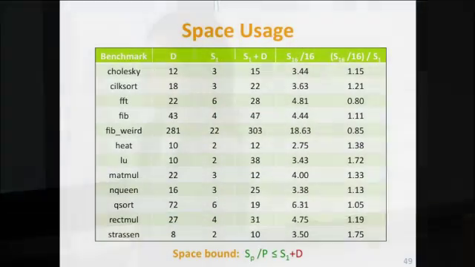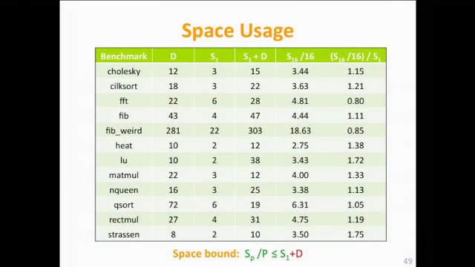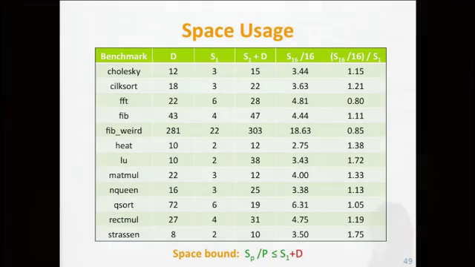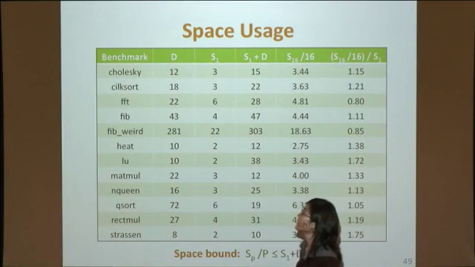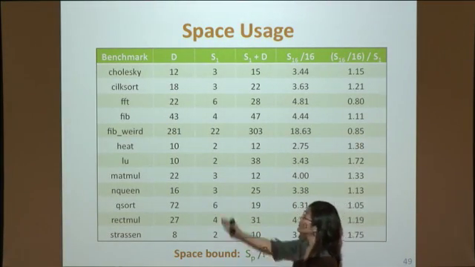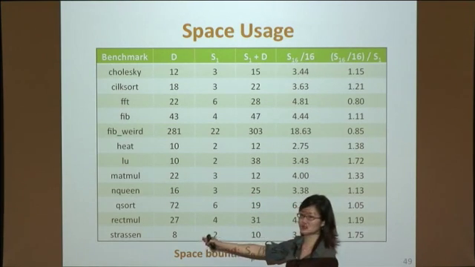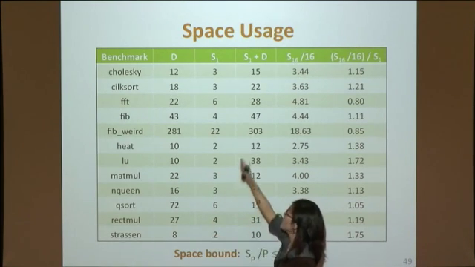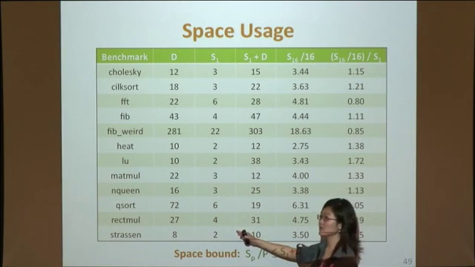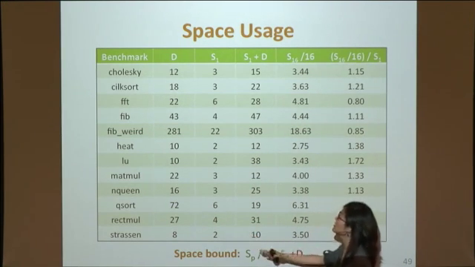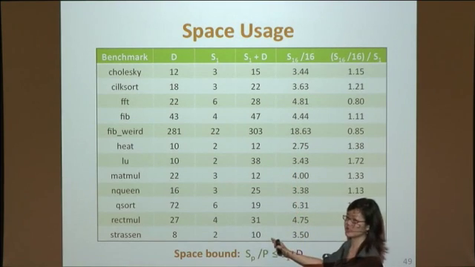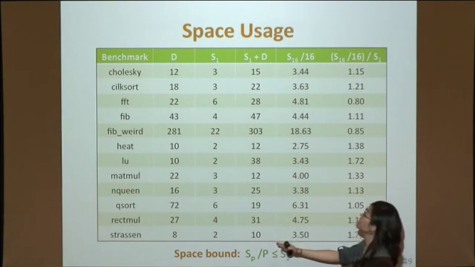In terms of space consumption, now this is the space bound, S1 plus D. Again, we use the same set of benchmarks, and we have the first column D, which is the Cilk depth that I just defined, and S1. This is the stack space used during serial execution, measured in number of pages, and this is what the bound predicts. But the bound is actually kind of pessimistic.